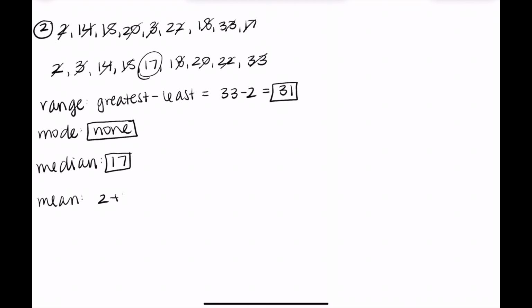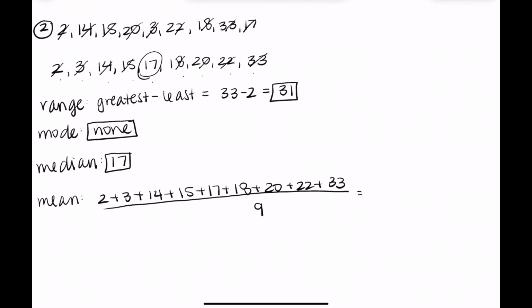And then last but not least, we'll go through and we'll calculate our mean. We're going to go ahead and add up all of the numbers in our set, and then we'll divide by the number of numbers. So we will do 2 plus 3 plus 14 plus 15 plus 17 plus 18 plus 20 plus 22 plus 33. And how many numbers do we have in our set? We have 9 numbers here. So we will divide that by 9.